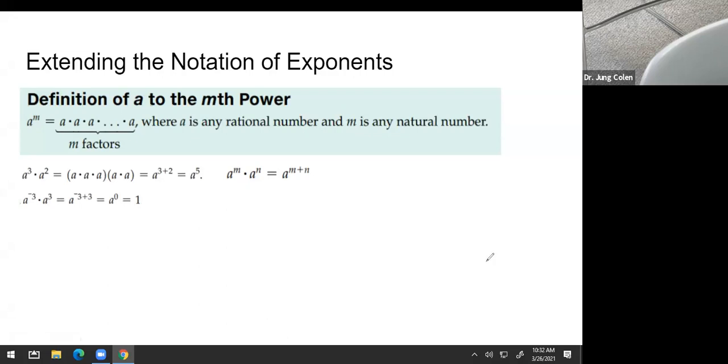A to the negative third times a to the third is a to the 0 power. We know that by adding these two together, it will be a to the 0 power, that is 1. And here's one thing that we need to know too. A to the negative power doesn't mean that a is a negative number. Okay? Negative power means it's reciprocal.